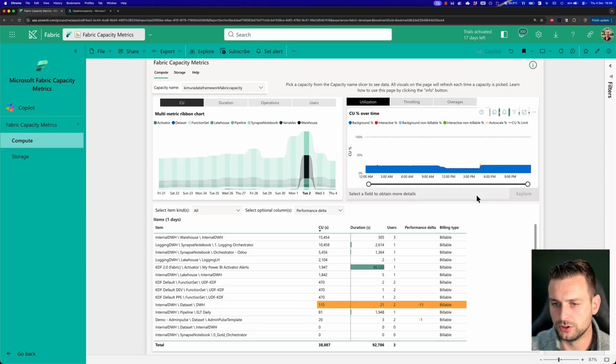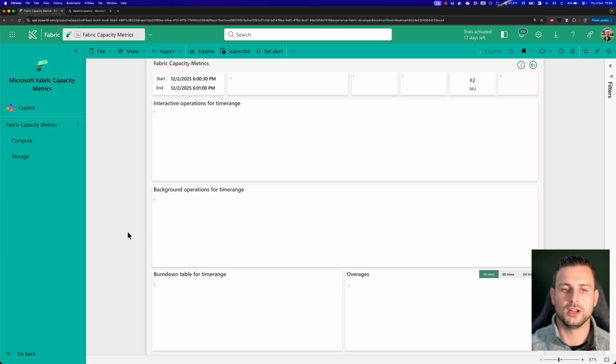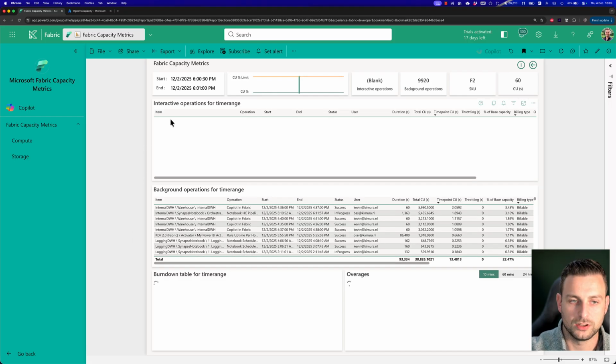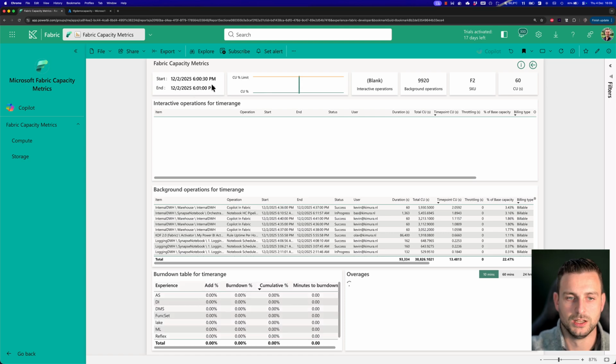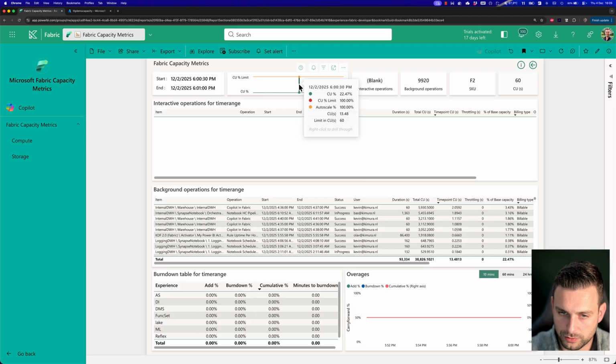Now, one more thing I want to show you about the compute is the following. If we right click somewhere on the utilization over time chart and we go to drill through, we go to time point detail, we will get a detailed Power BI page with just that 30-second slice. We can see on the top left here that we have 6:00:30 p.m. to 6:01 p.m. That is a 30-second time window that we are working with, and we are well within our limits here. We only spent 13.5 CUs out of the 60 CUs that we have available here, and that's 22.47% of the limit. Okay, so we're super easy here.